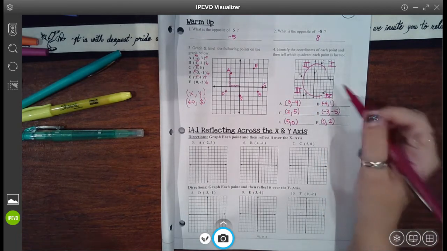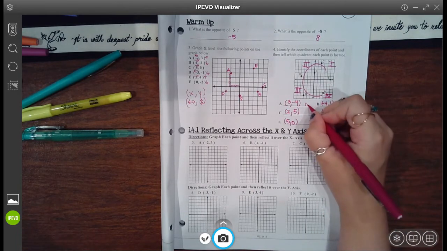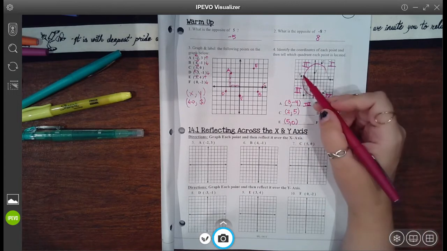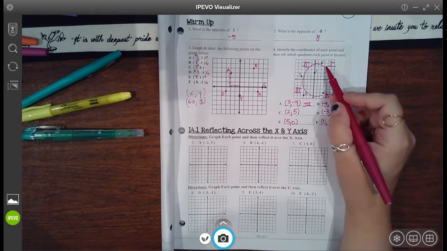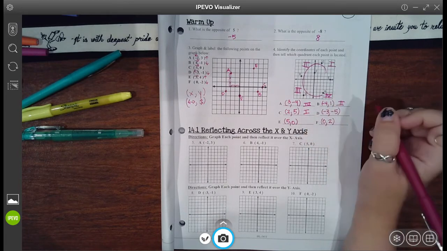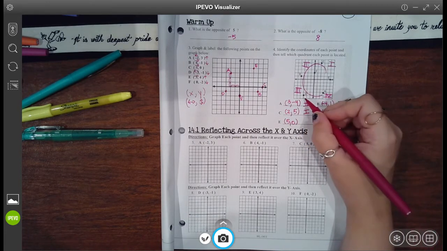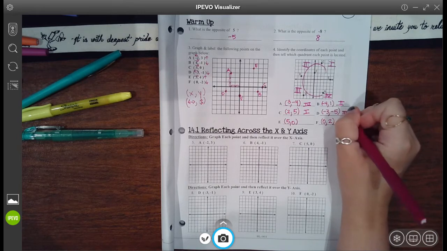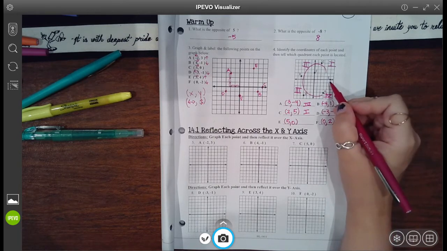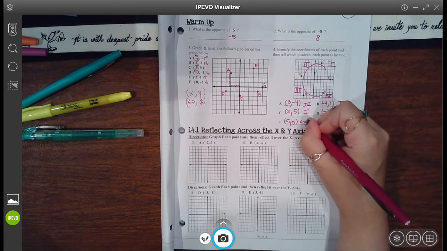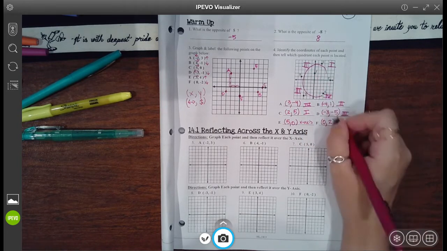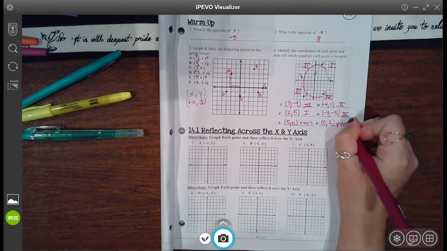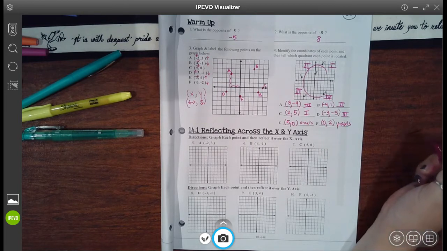Okay, so now A, very obvious, it's in 4. B, right here, is in quadrant 2. C, right there, is in 1. D is right here in 3. E is right there on the x-axis. And F is right there on the y-axis. There you go. Hopefully you got all those right.